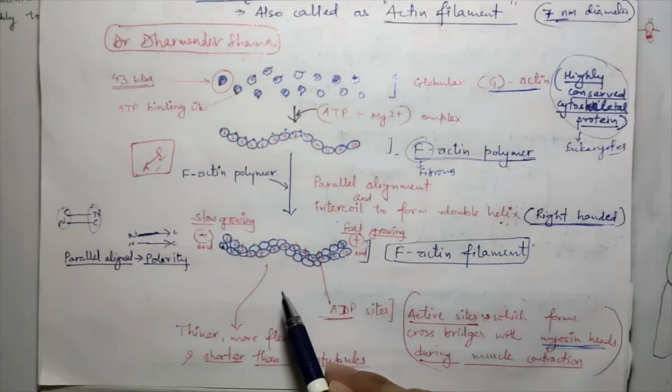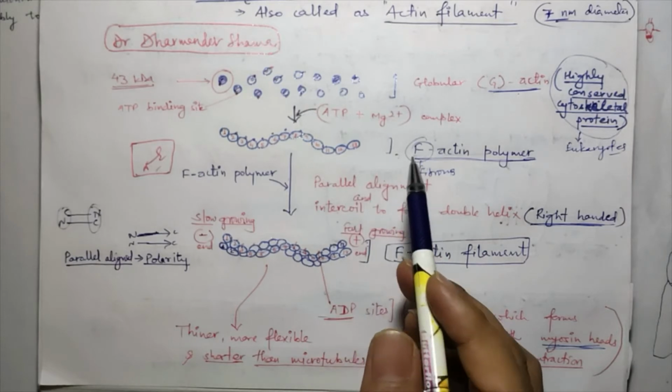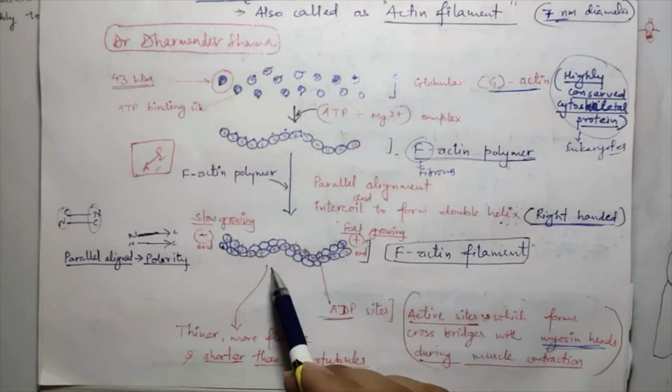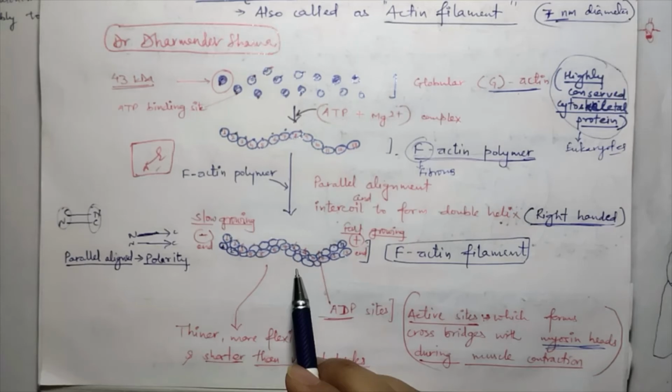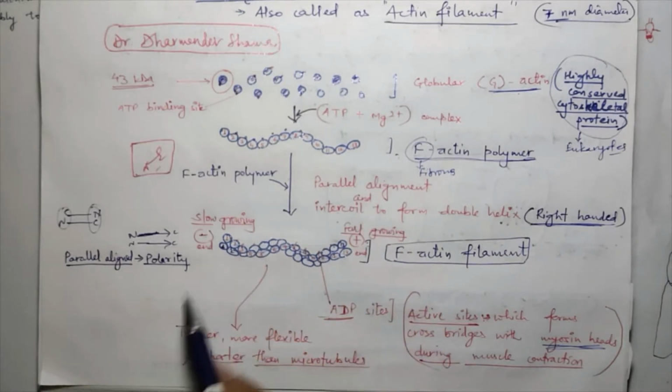And these form solid structures, as compared to microtubules, where a central hollow cavity is observed. Here they form solid rod-like structures. But these rod-like structures are thinner, more flexible, and usually shorter than microtubules.